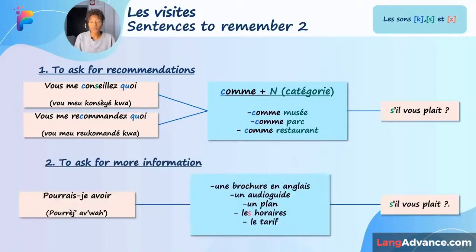If you want to ask for more information, you can use this one. We actually have seen it before. Pourrais-je avoir? We know that one. Pourrais-je avoir? And then you add what you need and you finish your sentence with s'il vous plaît. Let's try. Pourrais-je avoir une brochure en anglais, s'il vous plaît? Could I have a leaflet in English, please?